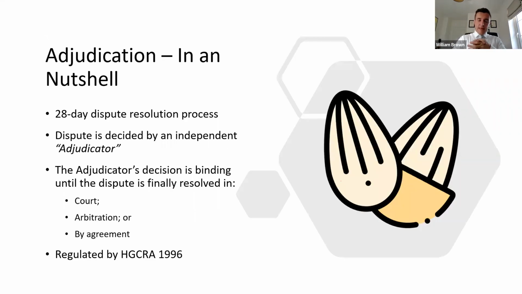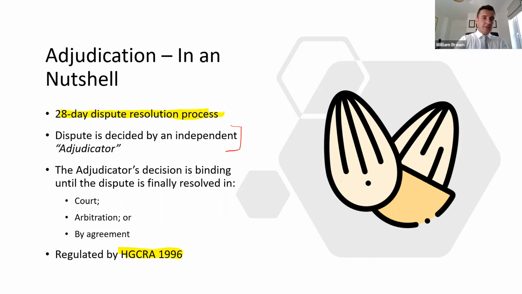So adjudication, in a nutshell, it is a 28-day dispute resolution process. People have this misunderstanding of what disputes look like in construction in the UK anyway, that you have to go to court and it's going to take weeks and months and potentially years. Well, you don't have to do that, because in the UK, we have that statutory right under the Housing Grants Act that we looked at earlier to adjudicate. Any party to a construction contract has that right. And the point of that process is to hand over the documents to a neutral and independent third party that we call an adjudicator. And that adjudicator will decide who is right and who is wrong.